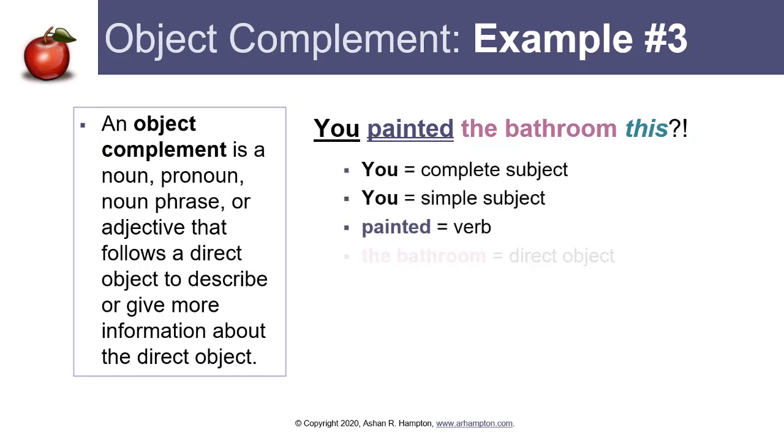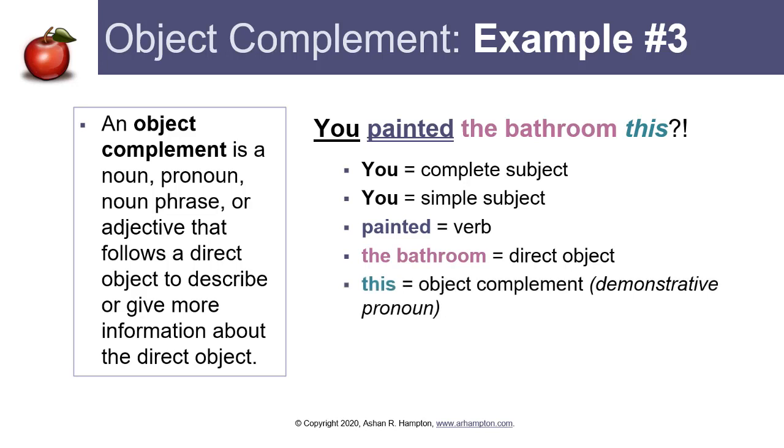You is the complete subject, the only subject, so it's also the simple subject. Painted is the verb. The bathroom is the direct object because it is the thing that was painted. This is an object complement. It is a demonstrative pronoun.